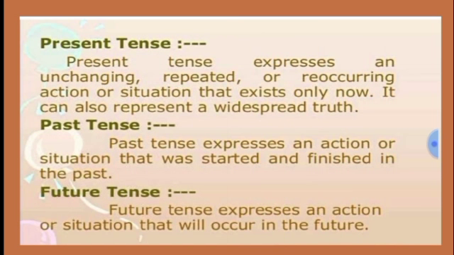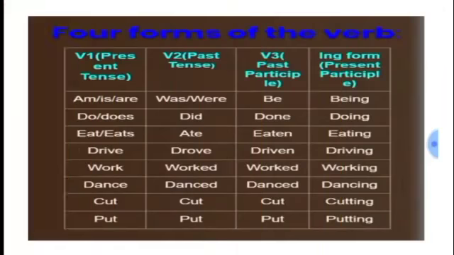Past tense, what is past tense? Past tense expresses an action or situation that was started and finished in the past. Simple as that. And future tense. Future tense expresses an action or a situation that will occur in the future, that is going to happen. Okay, so present tense is what is happening now, past is what has already happened and future is what is going to happen, in short.